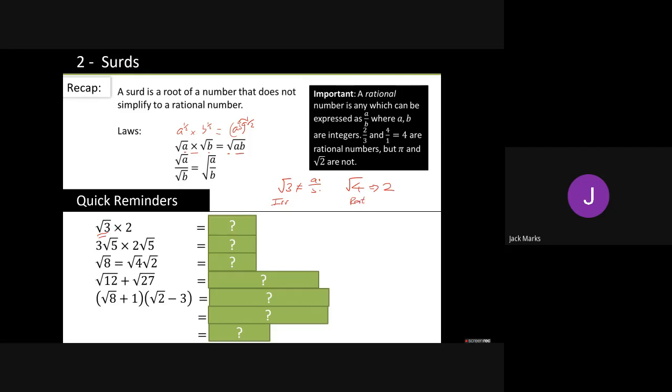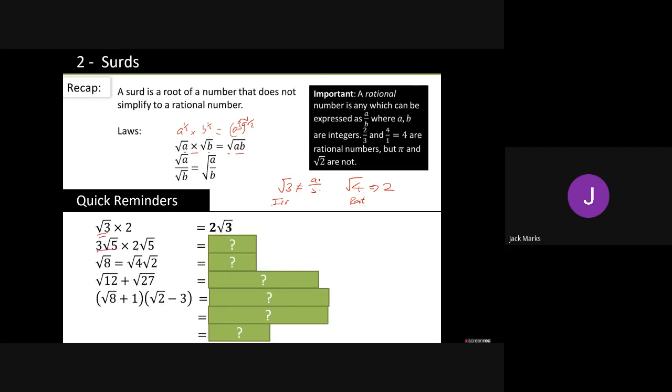When we have rational numbers, we often, if we have something like root 3 multiplied by 2, present it like this. Okay, so we tend to put the rational number first and then the irrational root afterwards.